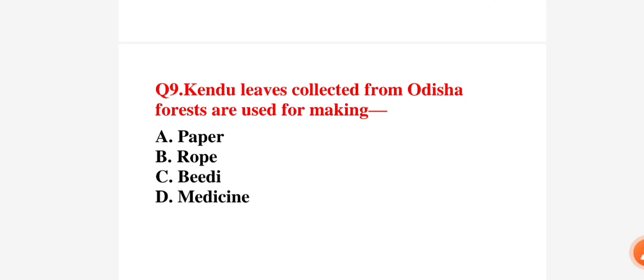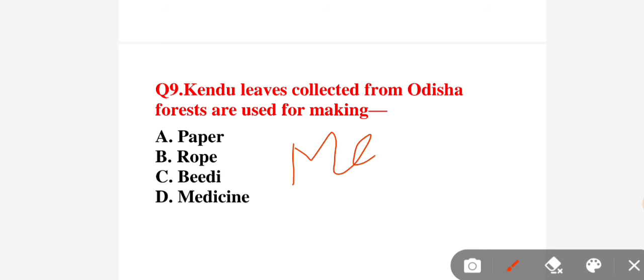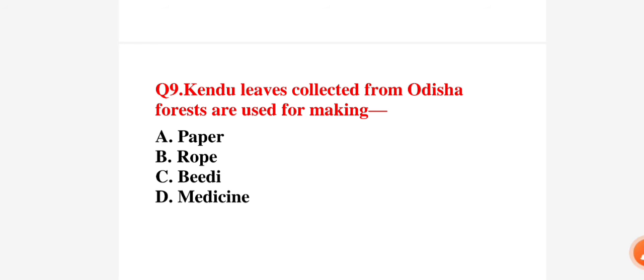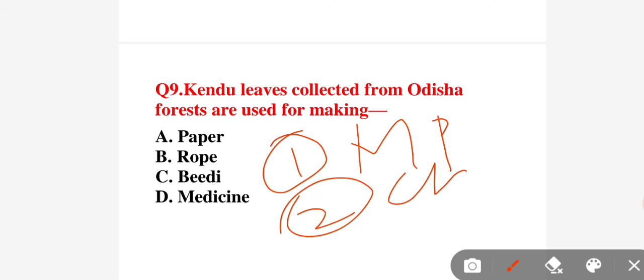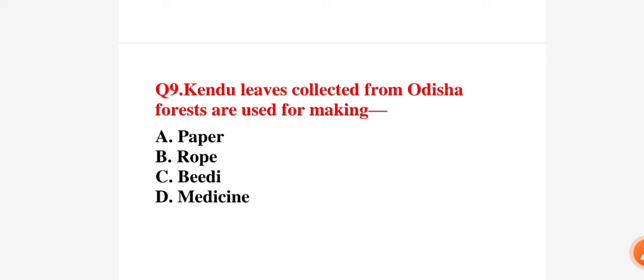If Odisha ranks third, then which state is at the top? Which state tops the list? That is Madhya Pradesh. MP tops the list in the production of Kendu leaves, Chhattisgarh stands second, and Odisha is third. First is MP, a question may be asked. Second is Chhattisgarh. Third is Odisha in the production of Kendu leaves.